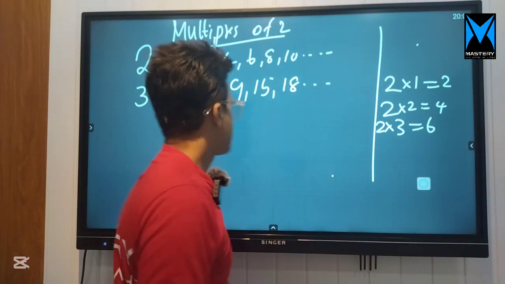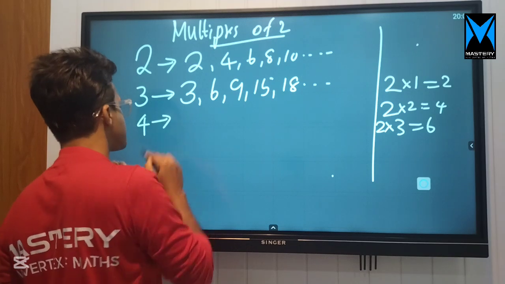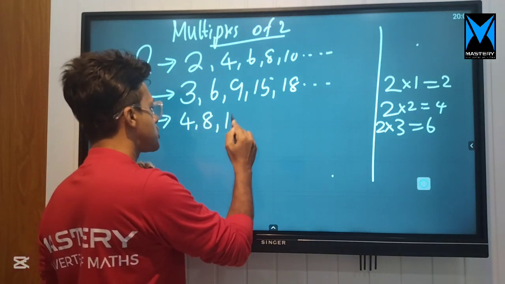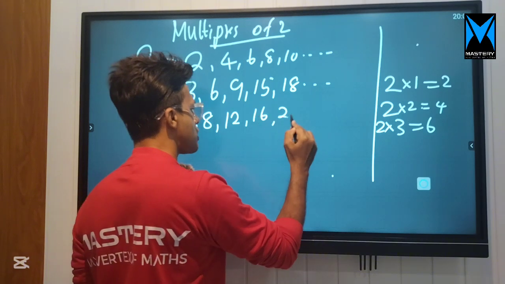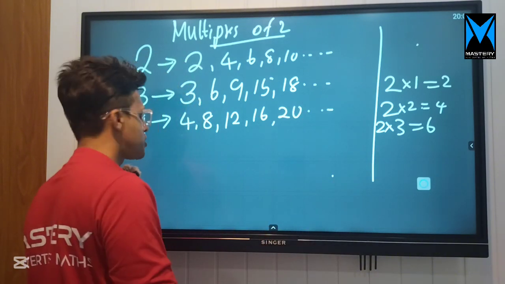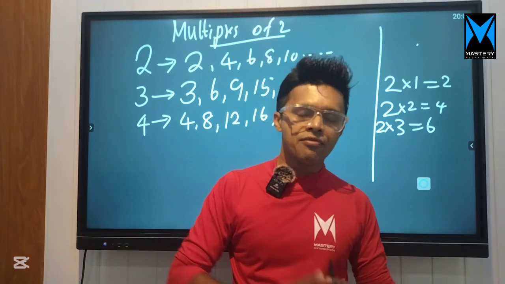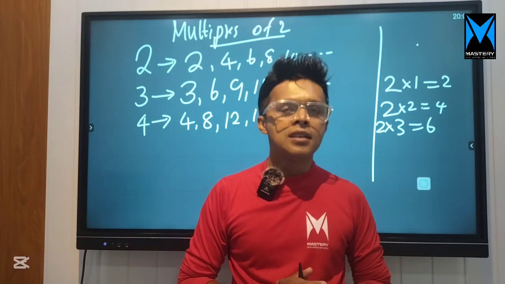What are the multiples of 4? Yes, think of it. 4 times 1 is 4, 4 times 2 is 8, 4 times 3 is 12, 4 times 4 is 16, 4 times 5 is 20, and so on. You are able to write more multiples of 4 as well. You could get the multiples of 5, 6, 7, 8, 9.